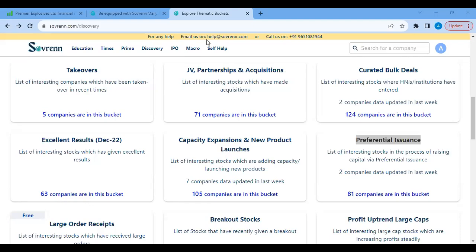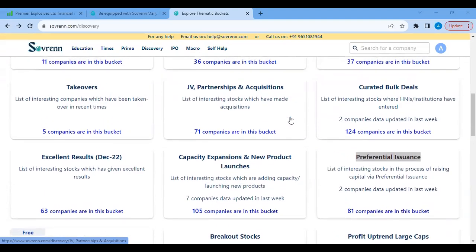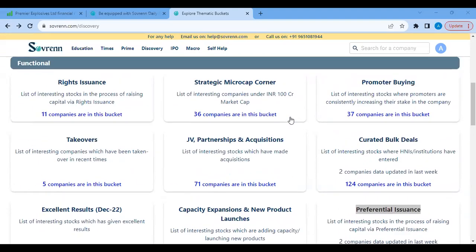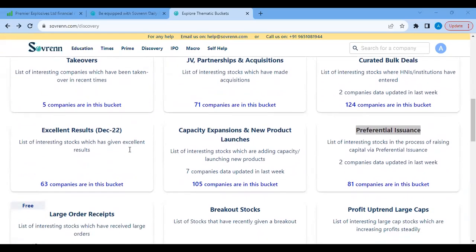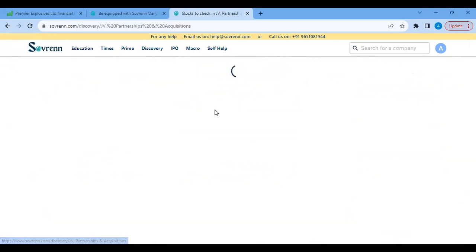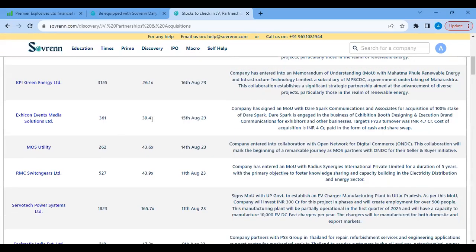Anyway, let me move back. Let me also cover JVs and acquisitions. Let us quickly cover this in 2 seconds. Which company has started collaboration with ONDC? Chetan Bhai has answered it correctly. It's MOS Utility.